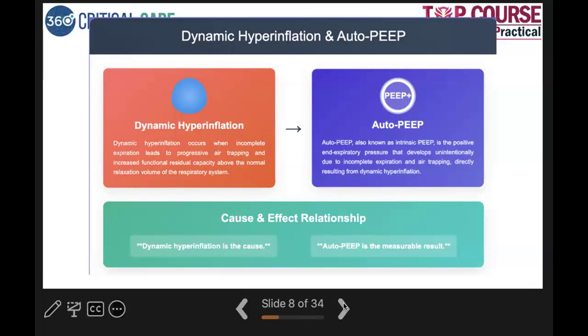Okay, so the airway is not emptying, the alveoli is not emptying the air because of the choke points. It is ultimately leading to a bigger alveoli called dynamic hyperinflation. And because of this swelling alveoli, there is a pressure getting created inside, which is above the normal end expiratory pressure. That is called auto PEEP. So hyperinflation is the cause and auto PEEP is the effect. Okay.